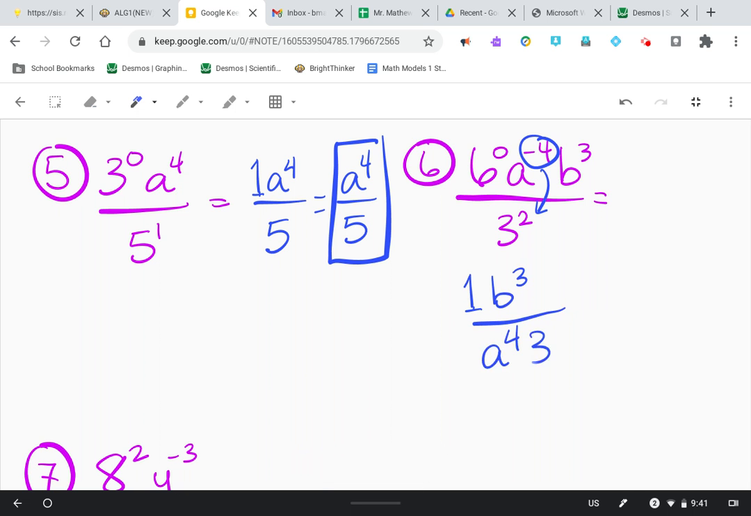And then 3 squared is still there. What 3 squared is 9. 3 times 3 is 9. So I'm actually going to put that in front of my a. Let me fix this fraction bar here.